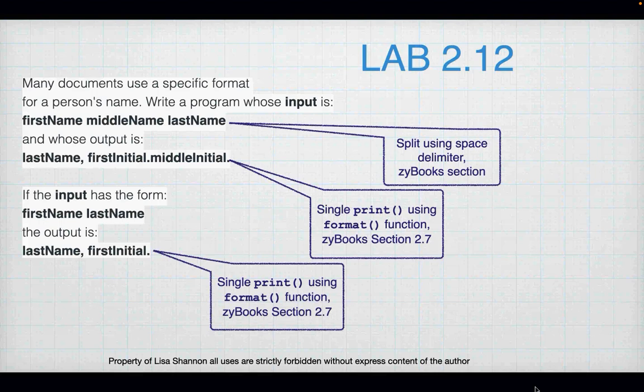If there are only two elements in the list that's split from the input, you're going to have last name, comma, first initial, period. Now you'll notice I used the word if several times. That's because Lab 2.12 requires conditionals. We don't talk about conditionals in any way, shape, or form till next week. Lab 2.12 will be up on the YouTube drive.